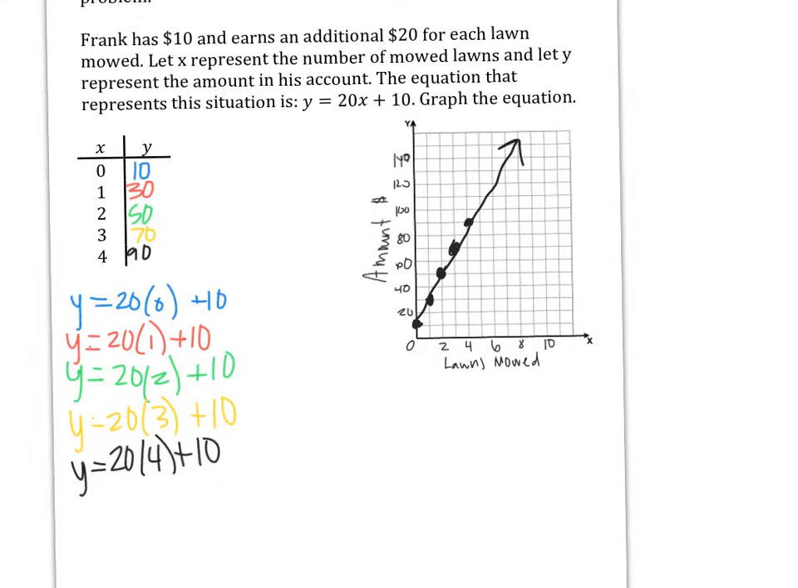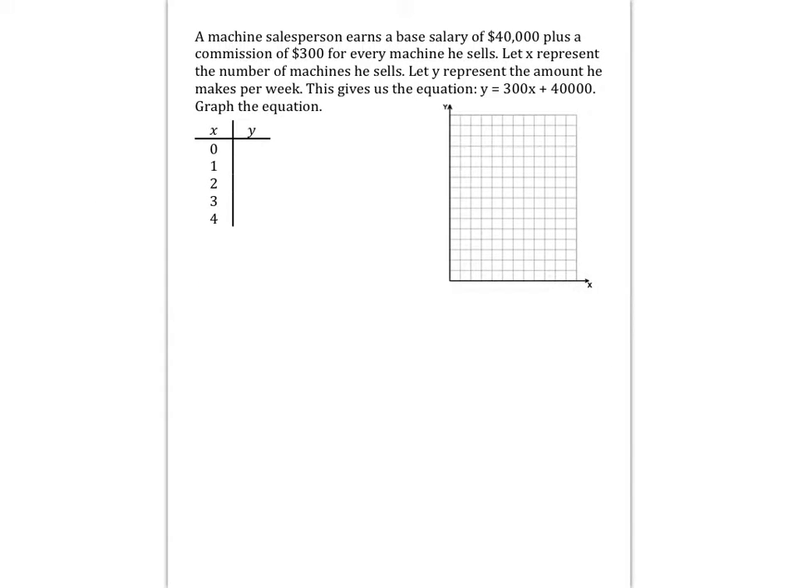All right, let's look at another example. A machine salesperson earns a base salary of $40,000 plus a commission of $300 for every machine he sells. Let X represent the number of machines he sells. Let Y represent the amount he makes per week. This gives us the equation Y equals 300X plus 40,000. Then we'll graph the equation.